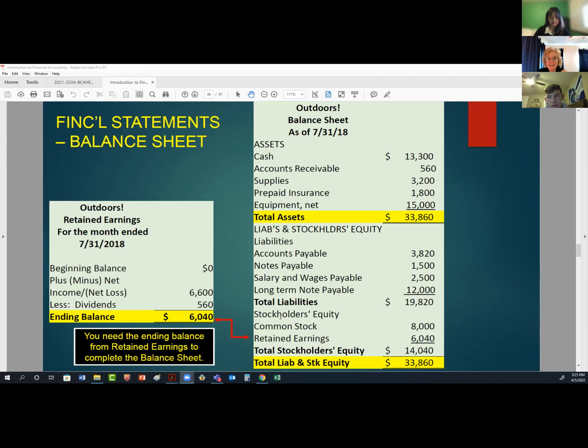At this point, accounting 201 only has 2 accounts. That will change in accounting 202, but for right now, common stock and retained earnings. And retained earnings is updated from that statement. Okay. Now, why is it called a balance sheet? Because assets equals liabilities plus stockholders' equity. If you're not in balance, you've made an error.